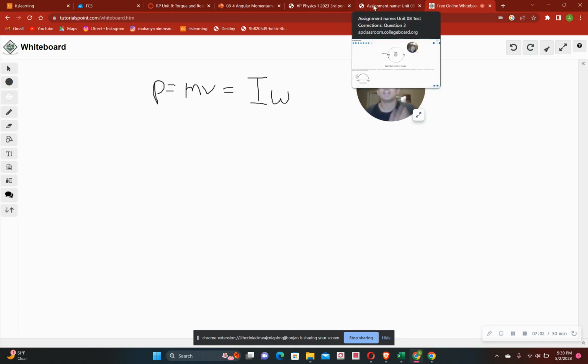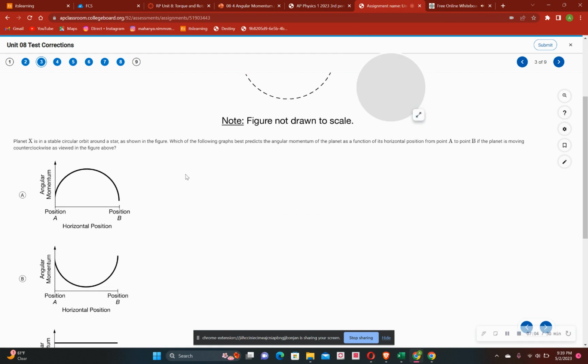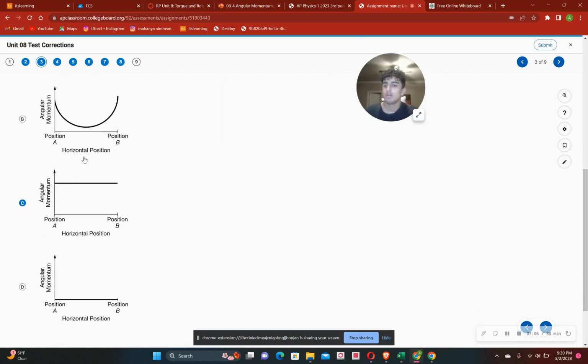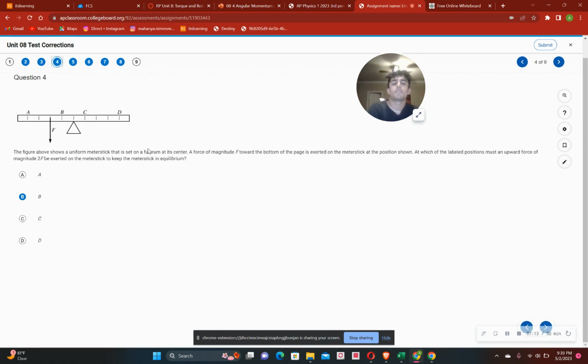It'll have an angular momentum, but it'll be constant, which is why it's between C and D. Since it's constant, but it has an angular momentum, I pick C. Okay, this one was pretty easy. I did not have this on my test as well.